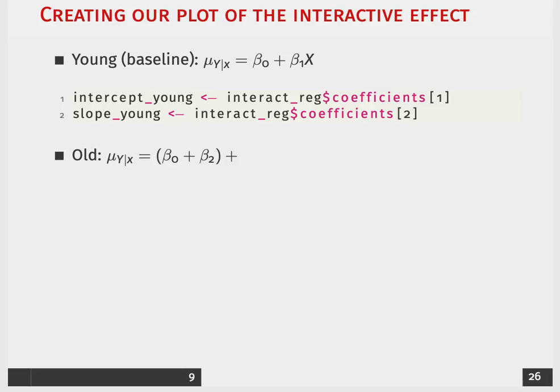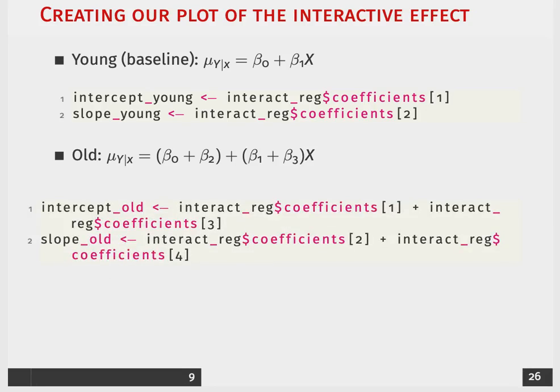For older individuals, we need to be a little bit more strategic, right? And look back at our equations to actually calculate the intercept and the slope. To do that, our intercept is not only going to be the first beta, or beta naught, but also, in addition, our third beta, so technically the third in the list from the regression object. Then our slope is going to be a combination of beta 1, which is the second element in the coefficients, and beta 3, which again is the fourth element.